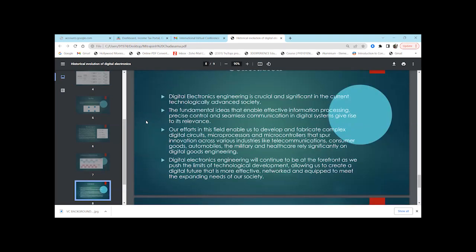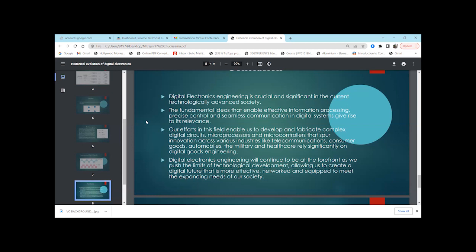The conclusion of this review paper is that digital electronics engineering is crucial and significant in the current technologically advanced society. Its relevance arises from the fundamental ideas that enable effective information processing, precise control, and seamless communication in digital systems. Our efforts in this field enable us to develop and fabricate complex digital circuits, microprocessors, and microcontrollers that fuel innovation across various industries like telecommunication, consumer goods, automobiles, the military, and healthcare, which rely significantly on digital electronics engineering.